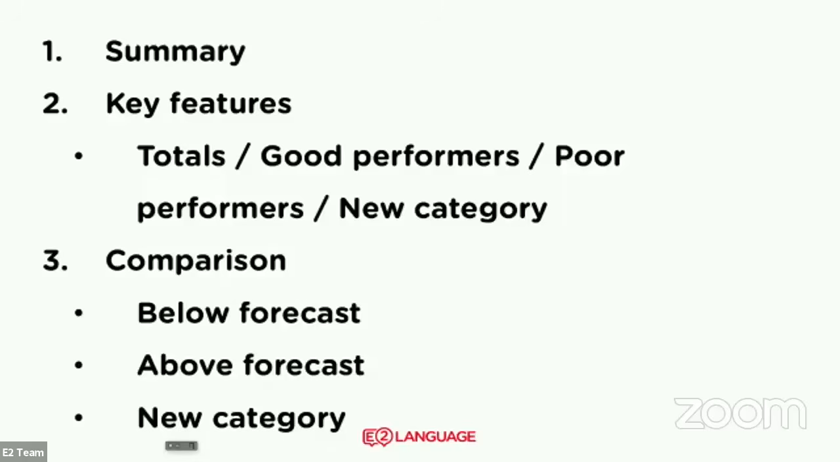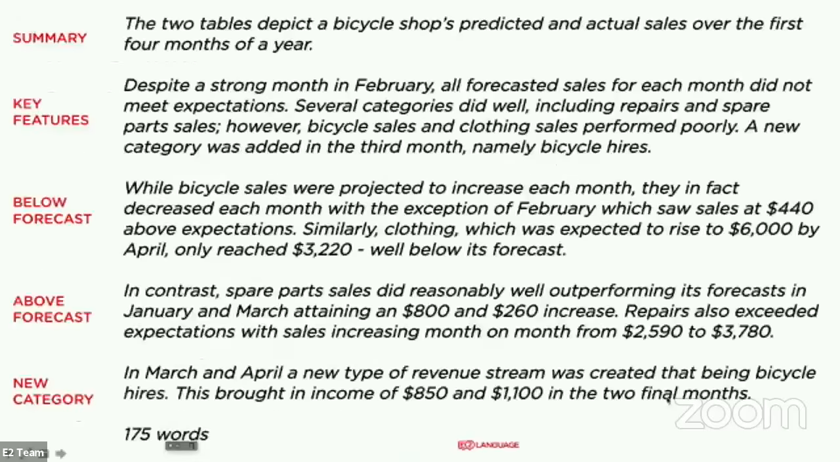So on test day, this is what my writing task 1 will look like. It's 175 words. If you want to count that first sentence, it has the summary sentence, then it has 1, 2, 3, 4 paragraphs.